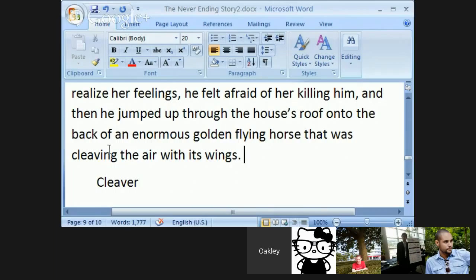I don't know. Yeah, actually, this expression, "cleaving the air," cleaving through the air, is actually fairly standard. Well, it's a flying horse, so the picture in my mind is he jumps up through the roof, and the horse basically flies underneath him, and he lands on the back of the horse, and they keep going. That's it. The picture is fairly clear to me. It's a crazy picture, but it's fairly clear.